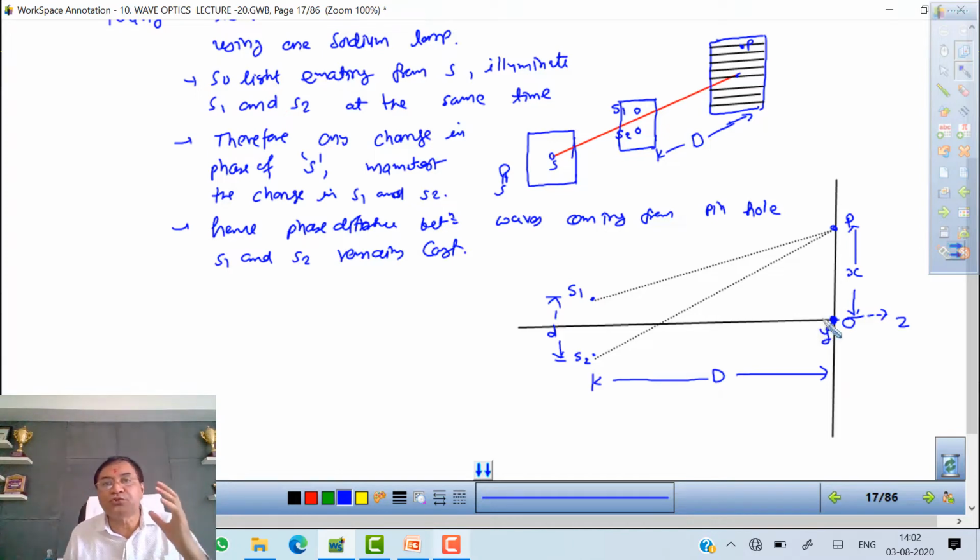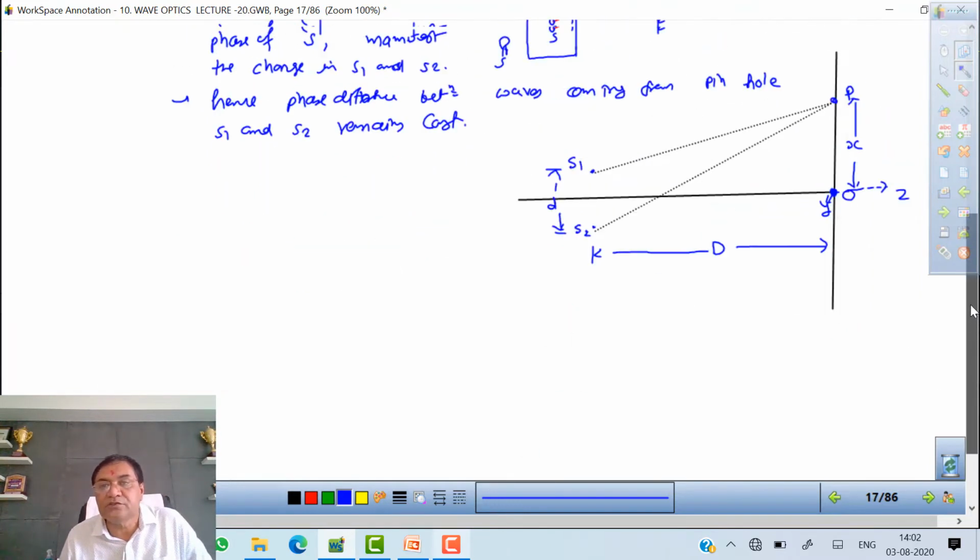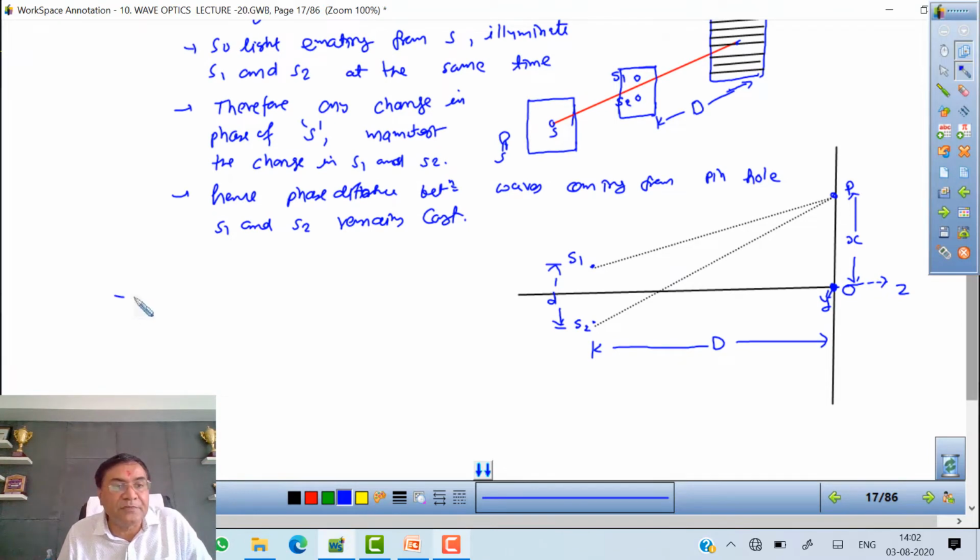We want to show for what distance X we get a bright fringe, and for what distance X we get a dark fringe. We want to make the relation. So of course it depends on the path difference. So first we find out the path difference from S1 to P and S2 to P. We use geometry. It's not a difficult one. The derivation is very simple.